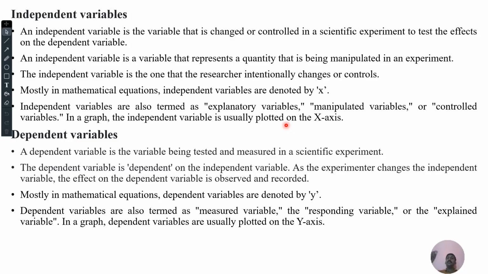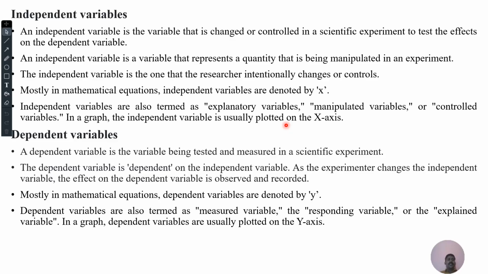Researchers can manipulate it in the experiment. That is called the independent variable. Researchers can only control or change this variable. The independent variable is a mathematical term, denoted as x. The independent variable is also called the explanatory variable, manipulated variable, or controlled variable. In a graph, we plot it on the x-axis.